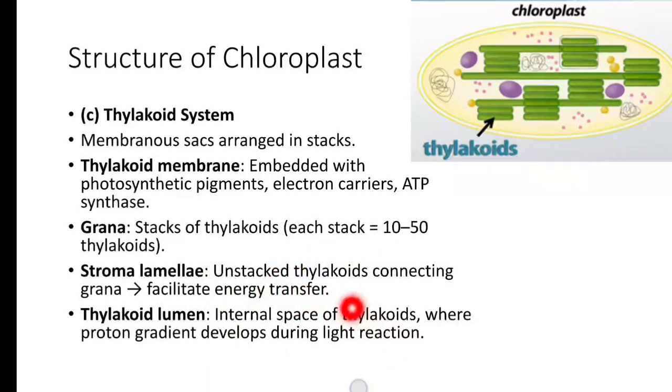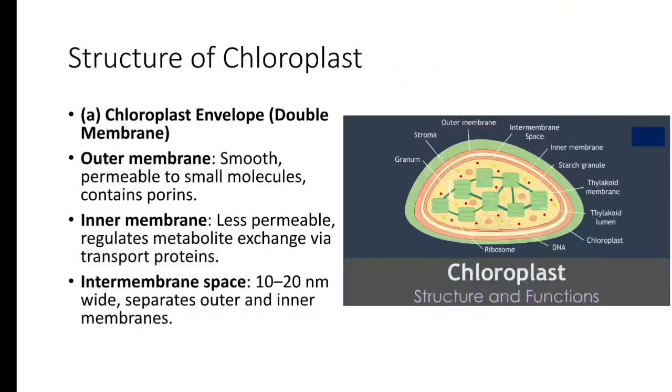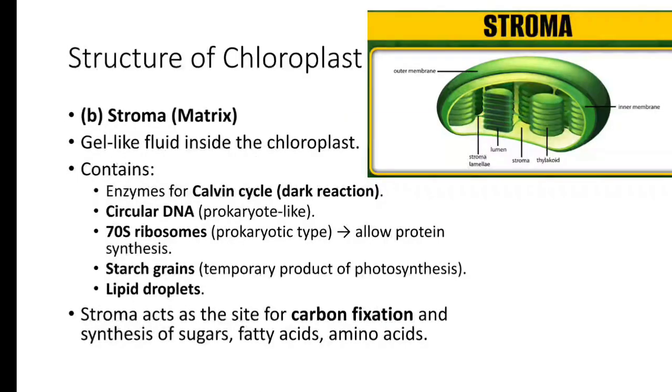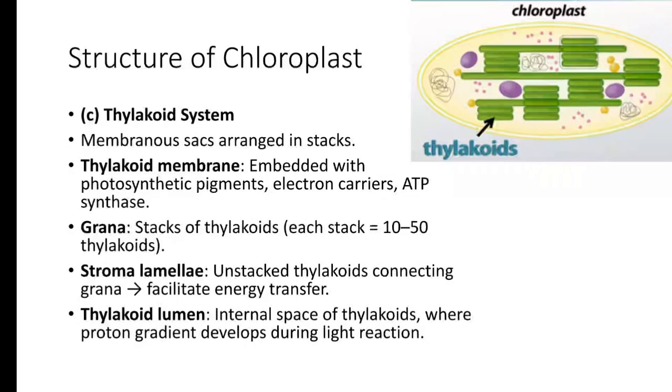The thylakoid lumens are very much involved in the proton gradient. Proton gradient means what? Hydrogen ions will be transferred across the membrane, so that is called a proton gradient, that is developed during the light reactions of the chloroplast functions.